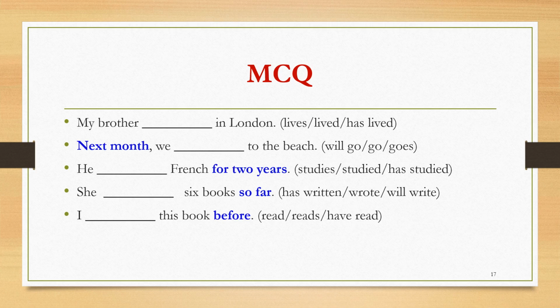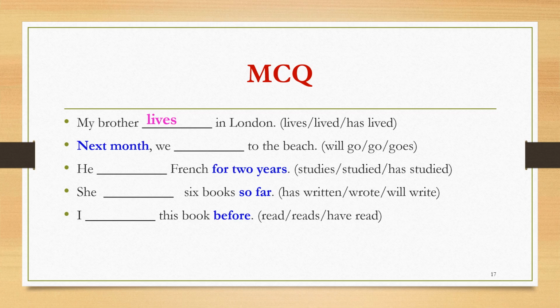My brother in London. There is no expression, no timing in this sentence, so we don't know. So usually when we don't use any indication of time, we are talking about something called a fact, something true, a fact. My brother, he lives in London. So we use the simple present. My brother lives in London.